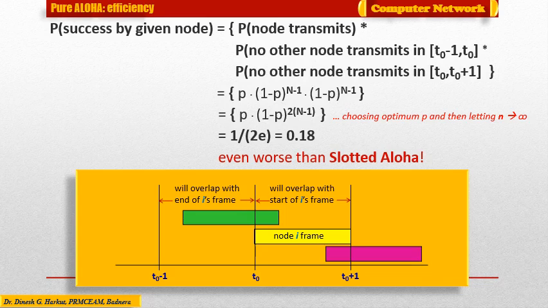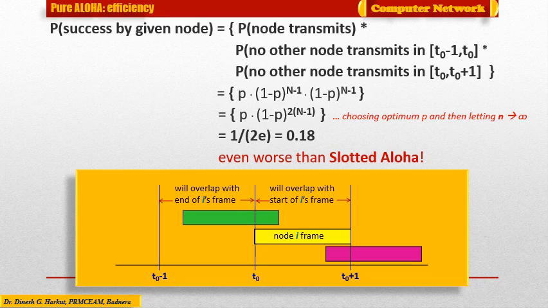The probability that all other nodes do not begin transmission in the interval t0 minus 1 to t0 is given by (1 minus p) raised to n minus 1. Probability of success by a given node is given by the probability that the node transmits, times the probability that no other node begins transmission in t0 minus 1 to t0, times the probability that no other node begins transmission in duration t0 to t0 plus 1.